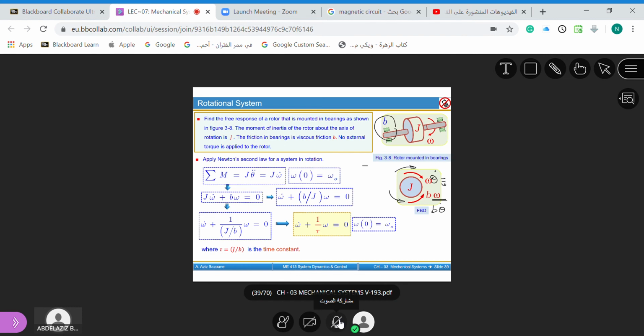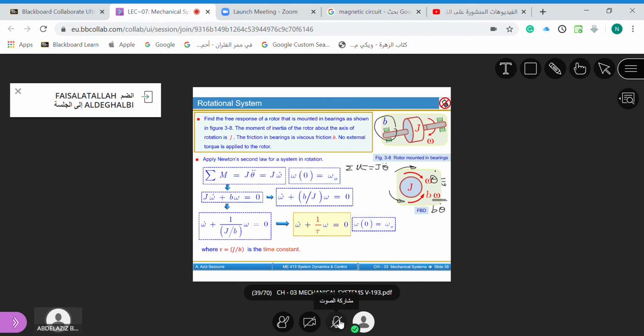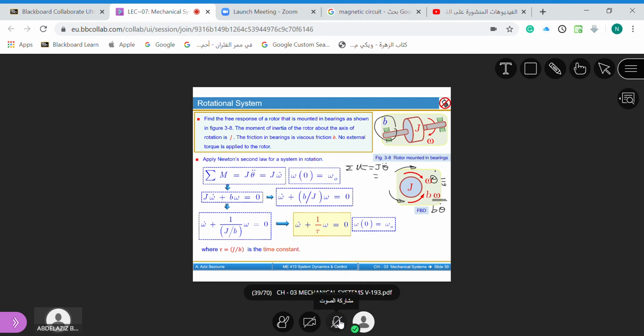If we write Newton's second law, we can say the summation of all moments will be equal to J theta double dot, meaning angular acceleration. Clear guys? Since theta double dot is simply omega dot, J omega dot, we can write Newton's second law like this.